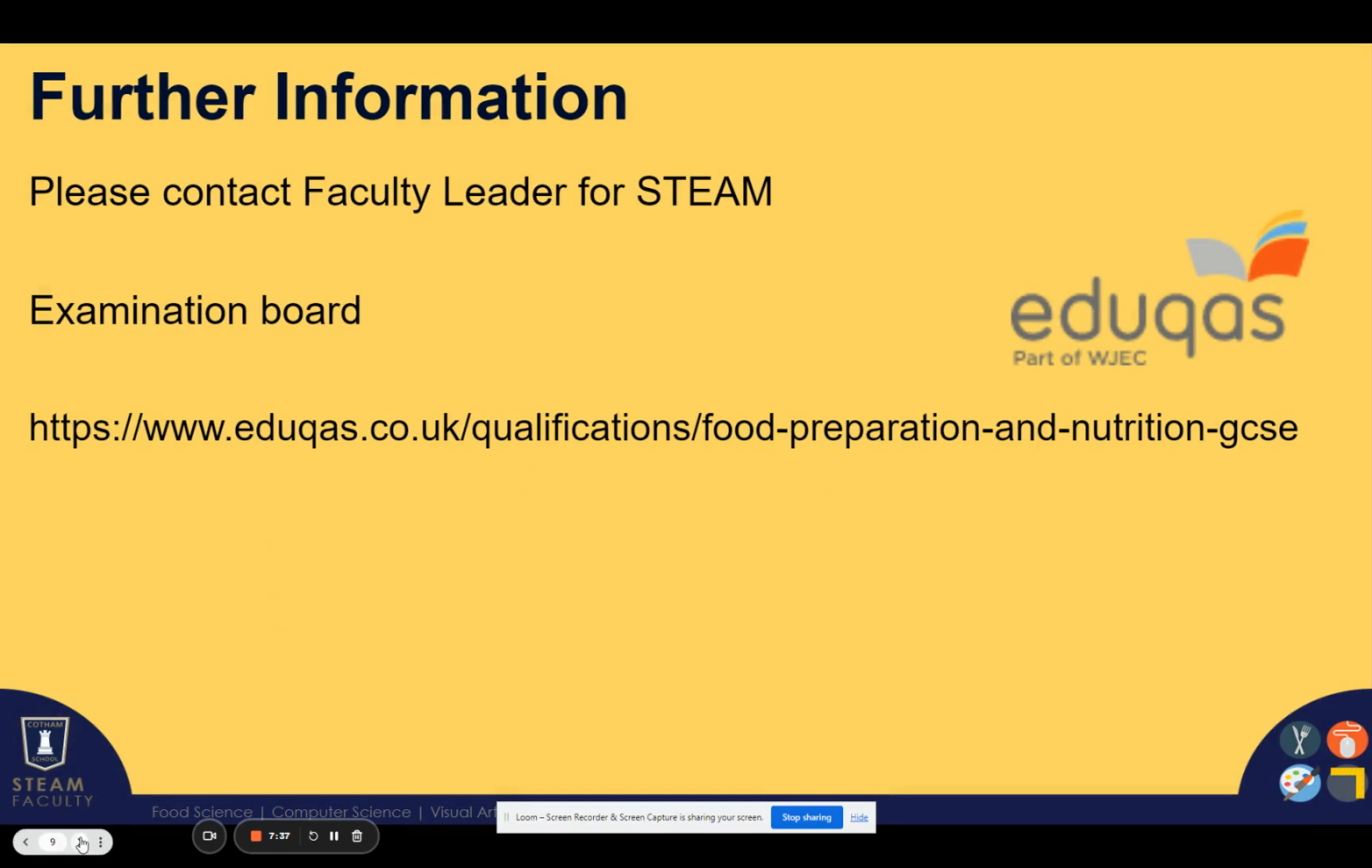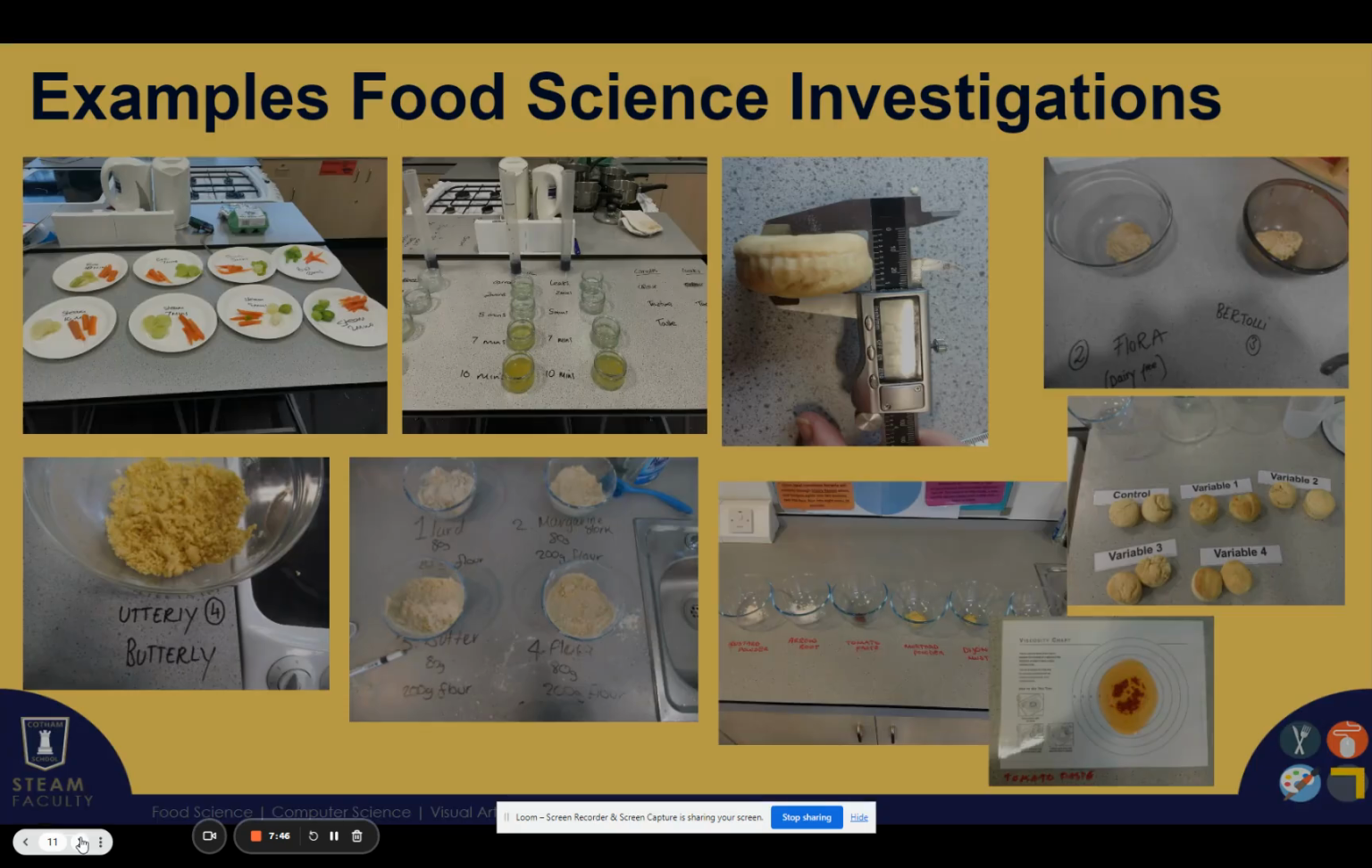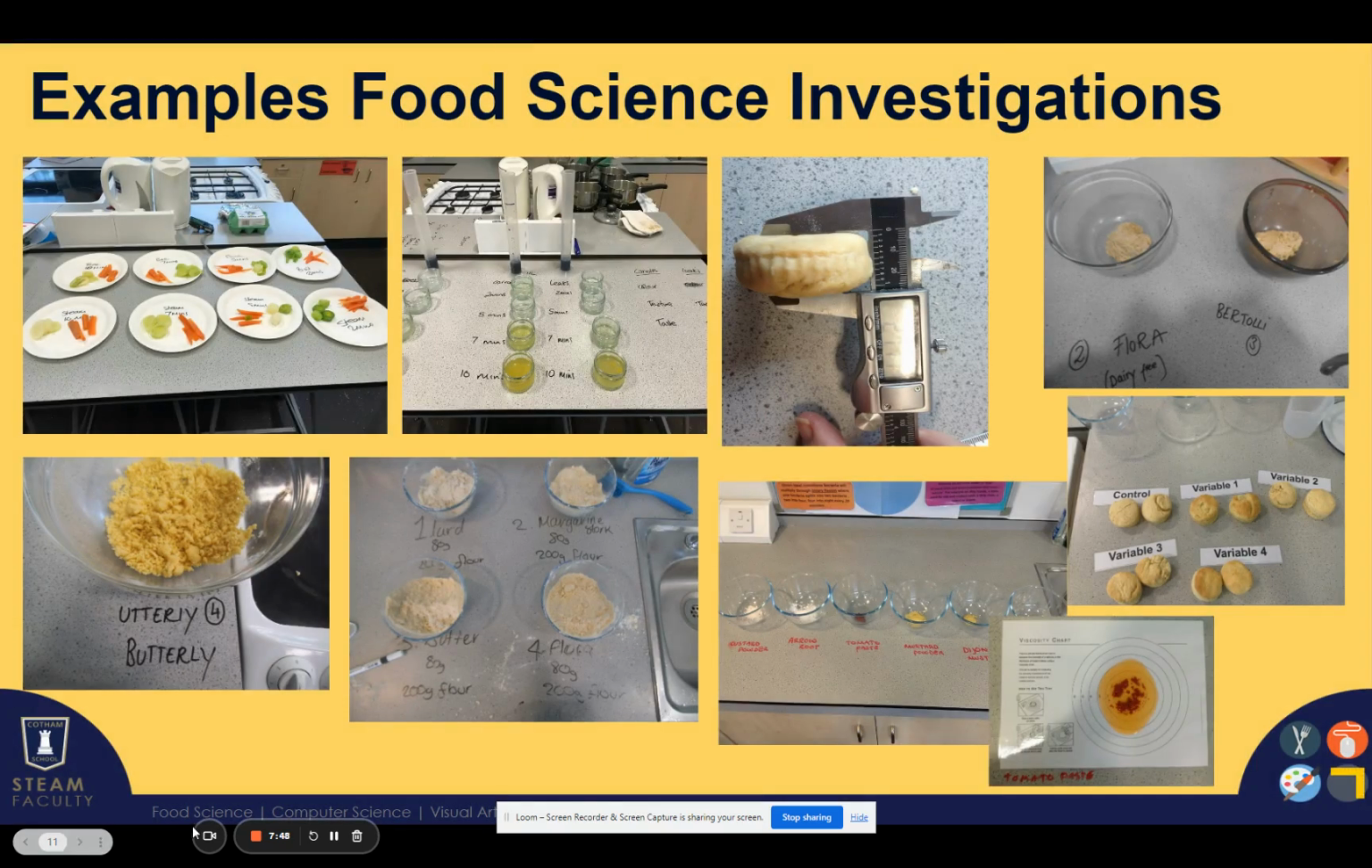Following now, we have some examples of student work from the examined assessments, and we also have some examples of the first assessment, which is 15%, which is the food science experiment, where students are setting it up as a food experiment, and these tasks are set by the exam board.